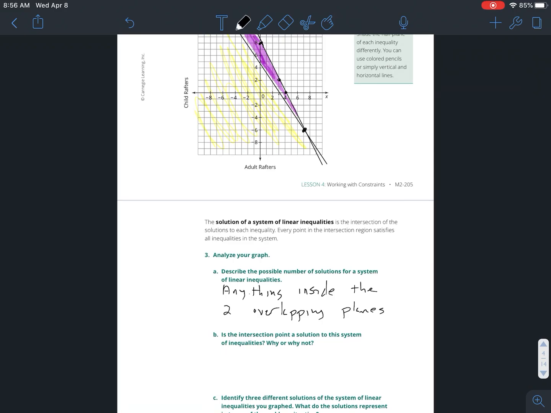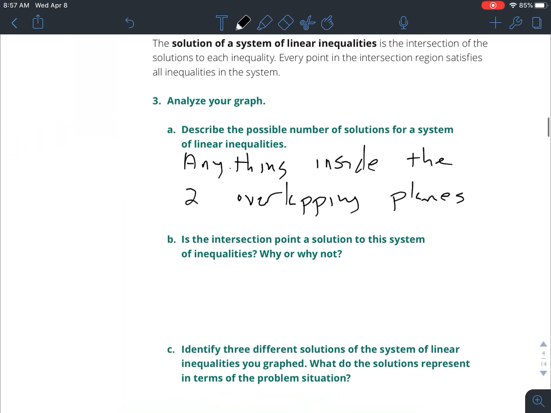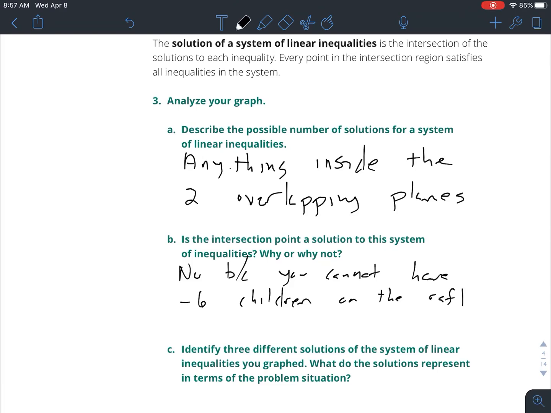All right. Looking at number B, is the intersection point a solution to this system of inequalities? Why or why not? Like I said, that point of 7, negative 6 does not work. No, because you cannot have negative 6 children on the raft. Okay, so that can't be. Can't have a negative number.